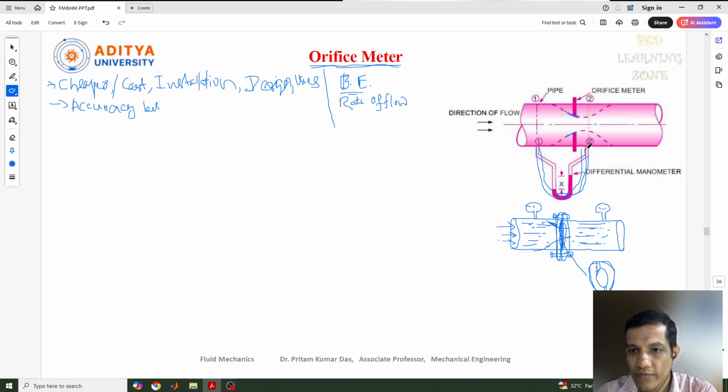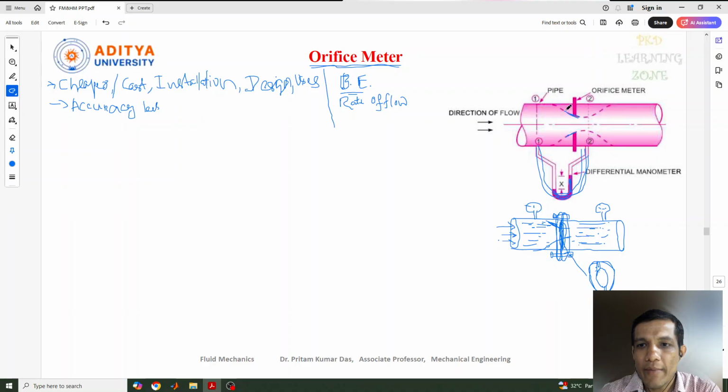Due to the pressure difference in this, we can get a difference in the manometer. There is a liquid difference within the manometer, and that difference can also be measured, because in the manometer we keep some liquid, mostly mercury, and due to this pressure difference there will be a change in the level of this mercury. So that also we can identify from here. Okay, so this is about the orifice meter and its plate.